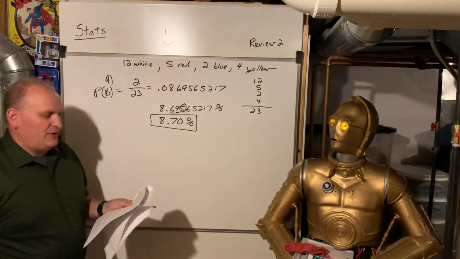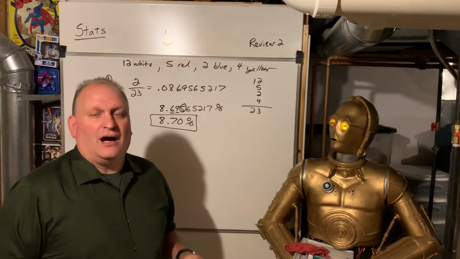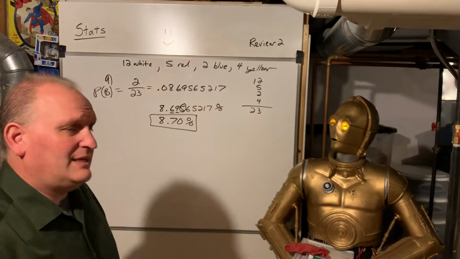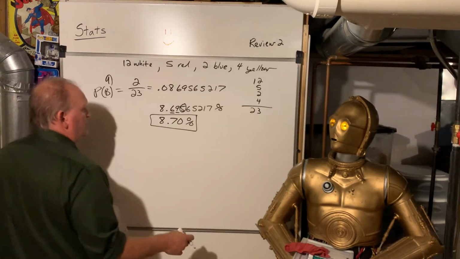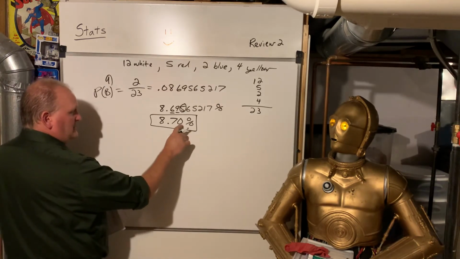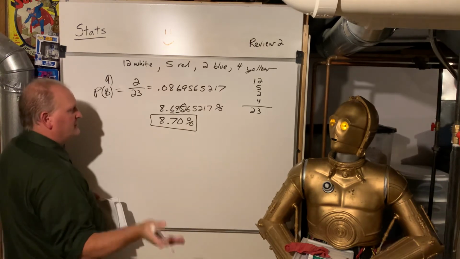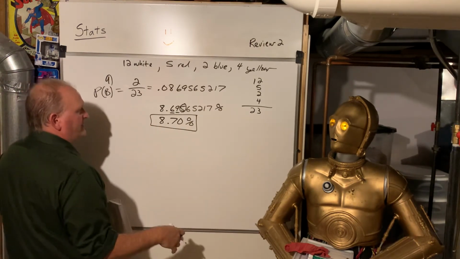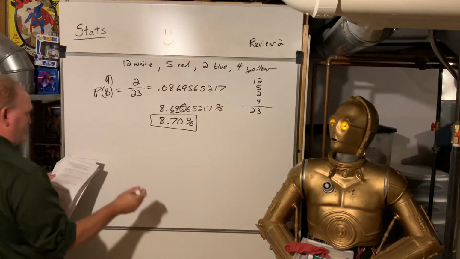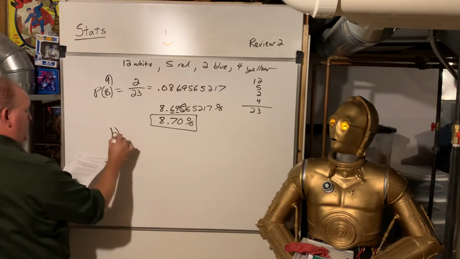Now, if you just said 8.7%, that would be fine. In tech math, we talk about precision, and so if it's precise to the hundredths place, you put the 0 there so everybody knows. But you could just leave it 8.7 if it rounds like this. Okay? Let's look at part B.